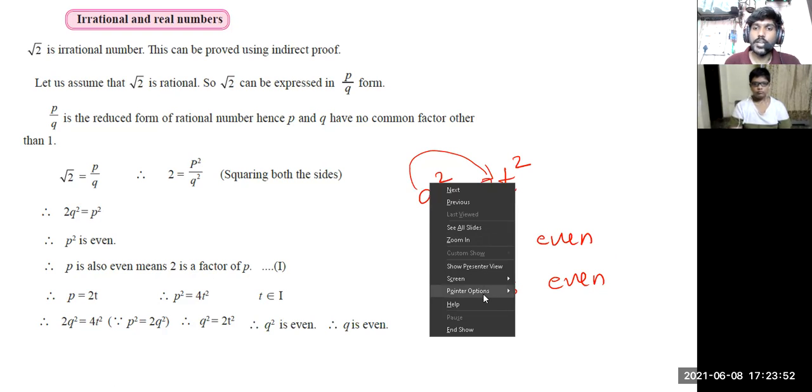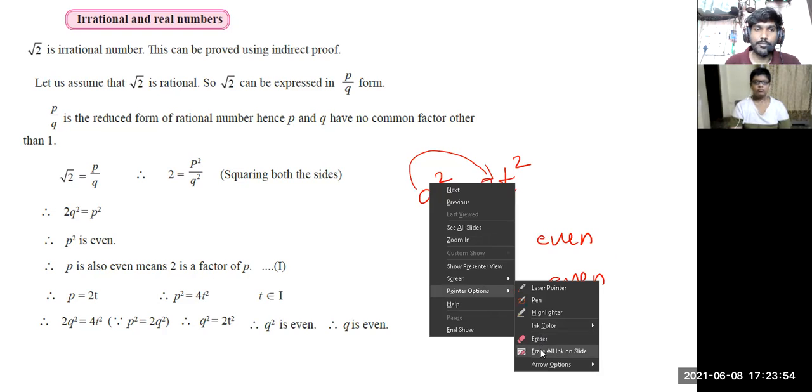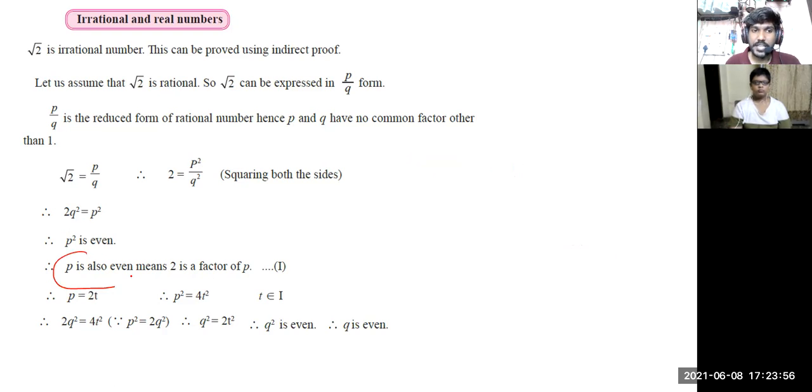Now look at the two important statements that we have made. Here we said p is even. Here we said q is even. That means both p and q are even numbers. Is this proof clear up to here? Yes, sir.